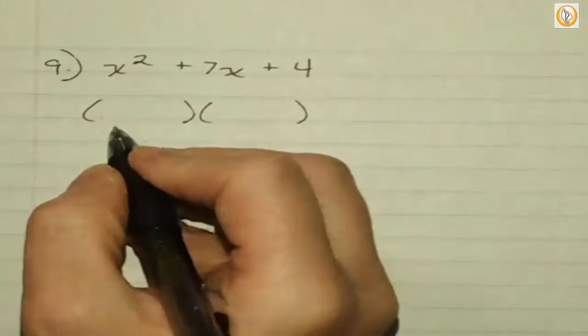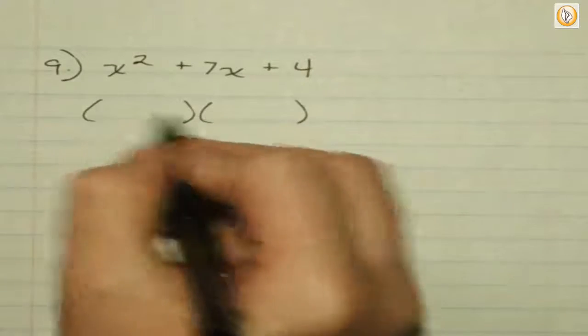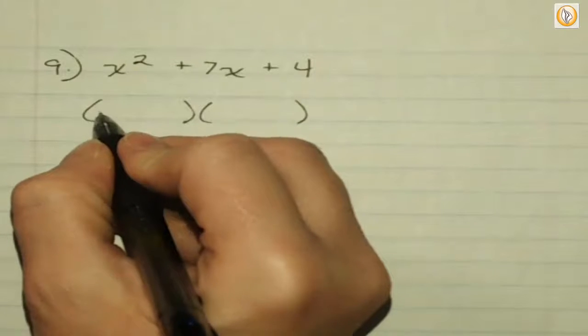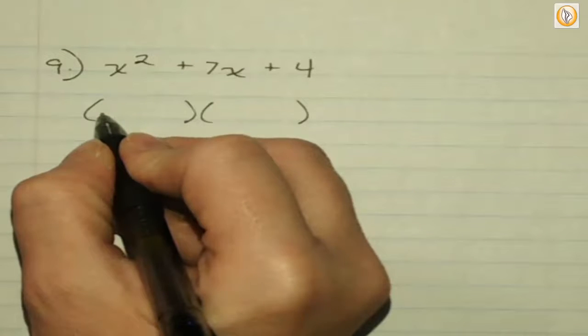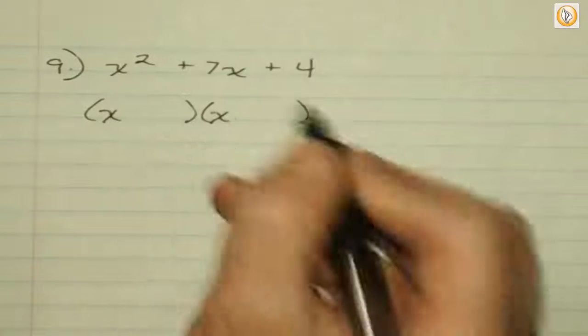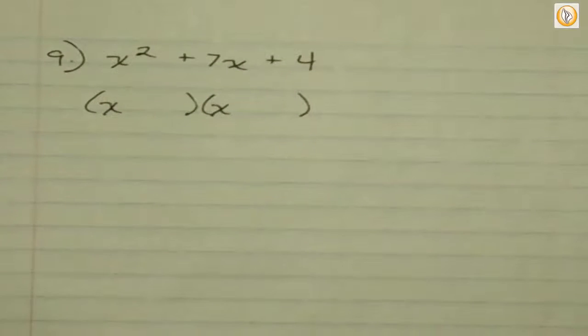Let's do number 9. Oh my gosh. I wanted you to do this one, but that's okay, I'll do it. All right, I want you to do this on your own. So real quickly, what letter goes in the first? Yeah, X. All right, go ahead. And you guys work on it too.